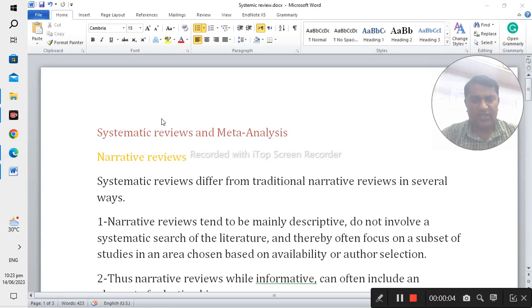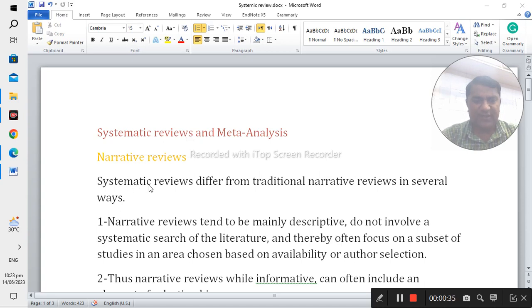Today I would like to share the knowledge about systemic reviews and meta-analysis, and the other one is the narrative reviews. My name is Sarfraz Rahman. I did PhD in parasitology. Today I am here to tell about the difference between the systemic reviews and the narrative reviews.